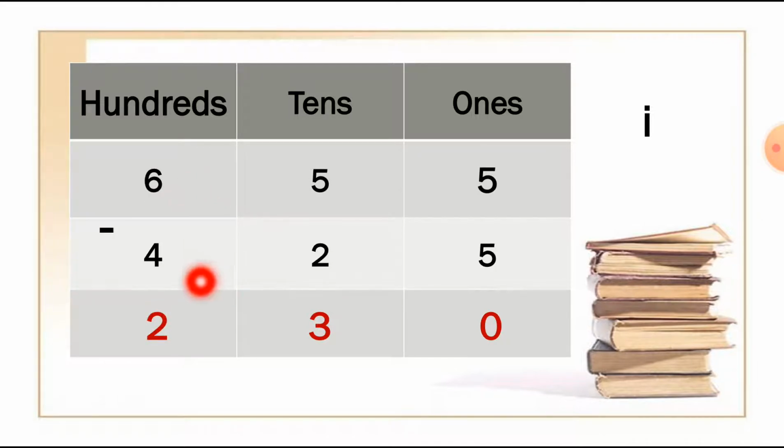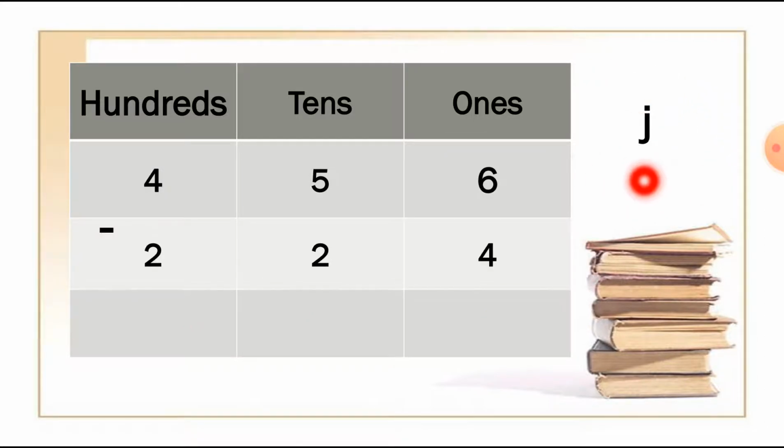If we cut 2 from the 5, we get the answer 3. And here 6 minus 4. If we cut 4 from the 6, we get the answer 2 only. Now let's read the answer, 230. You have to read the answer with me. 230. The answer of sum I is 230.